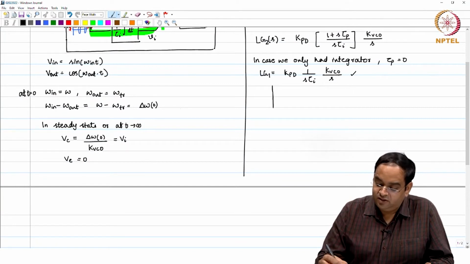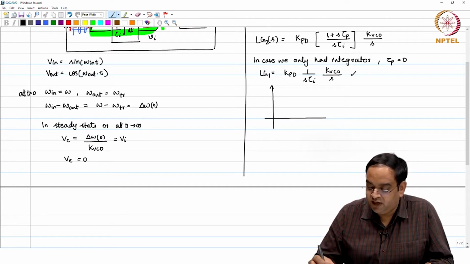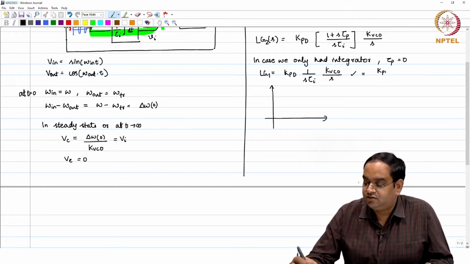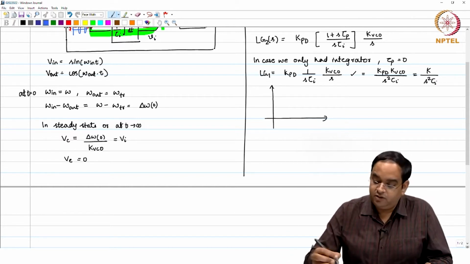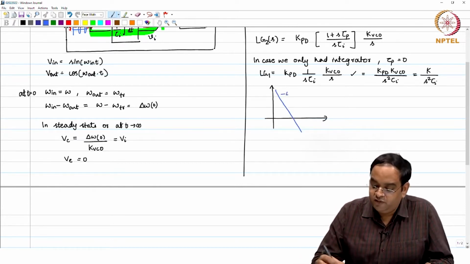Why is it unstable? You can plot the magnitude of the loop gain. So, I will plot the magnitude of the loop gain. You have KPD k VCO by s square tau I, which I will write as k by s square tau I. Okay. So, your loop gain 1 is like having a fall of minus 40 dB per decade. This is omega, this is magnitude of loop gain in dB.